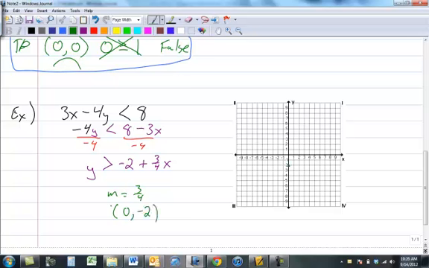So let's plot that point. 0, negative 2. Our slope is 3/4. Up 3, right 4. Or we could go down 3, left 4. And those are points that are on our line.